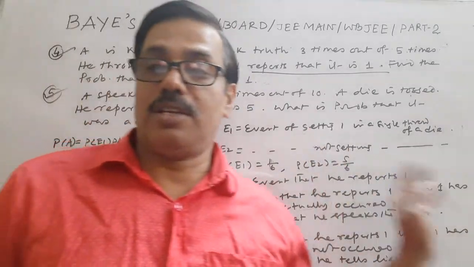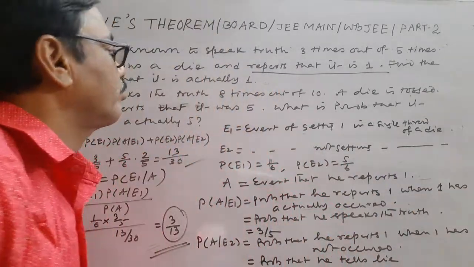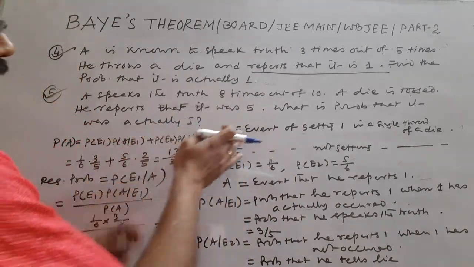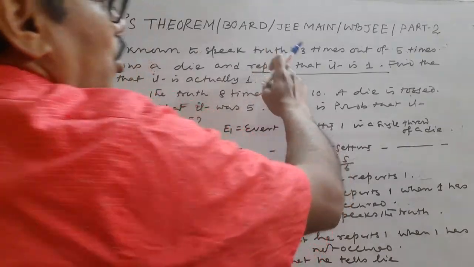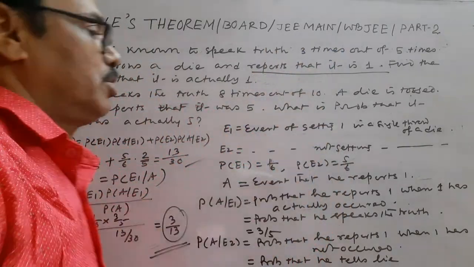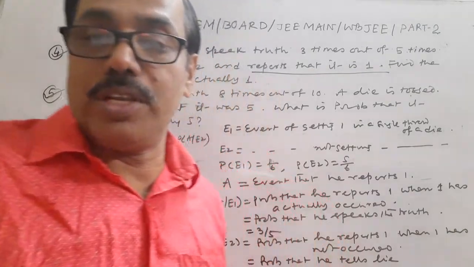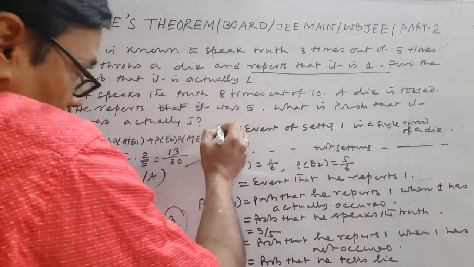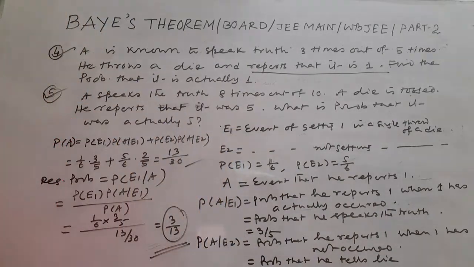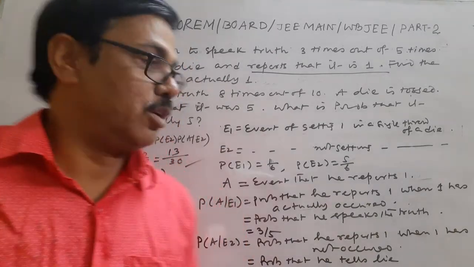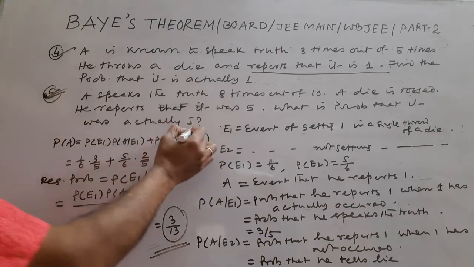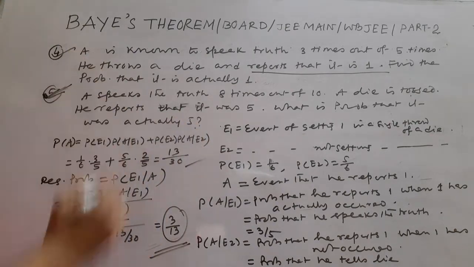So this is an interesting problem also. Look, E1 is to be defined. Do not take E1 as the event of telling truth and E2 as the event of telling lie. Do not use E1 and E2 in this manner because you cannot find A by E1 in this case. So problem number 5 is exactly the same problem. You complete this problem.